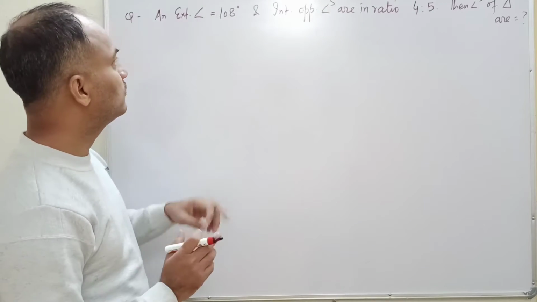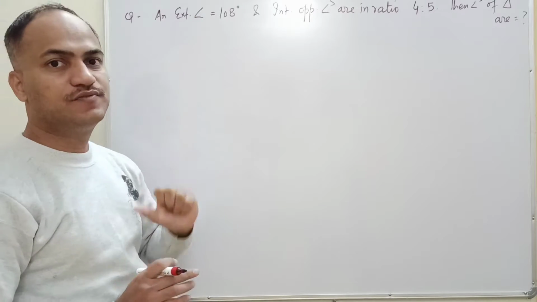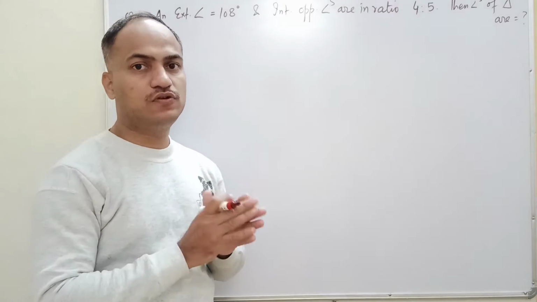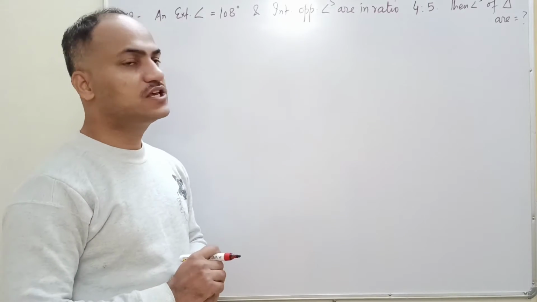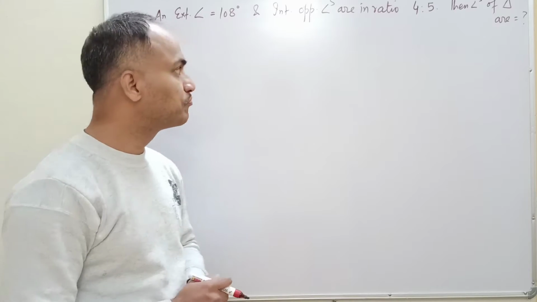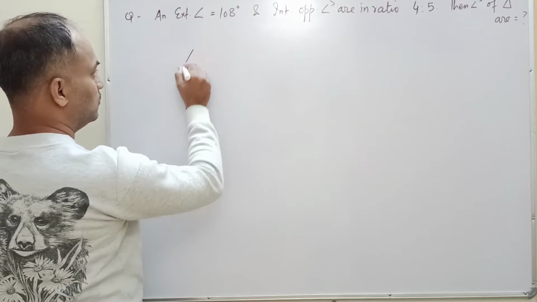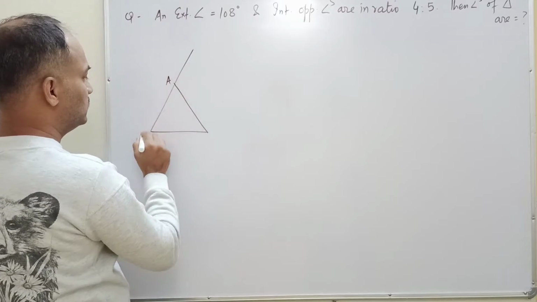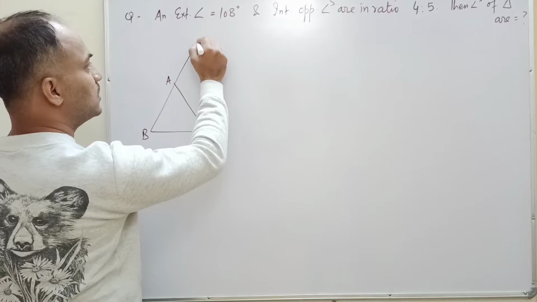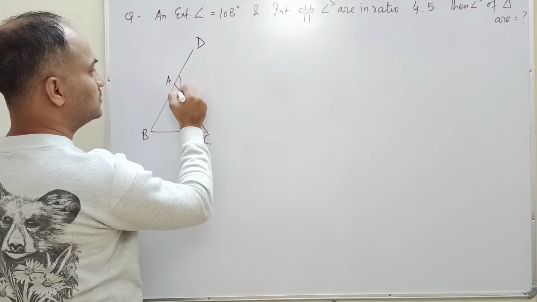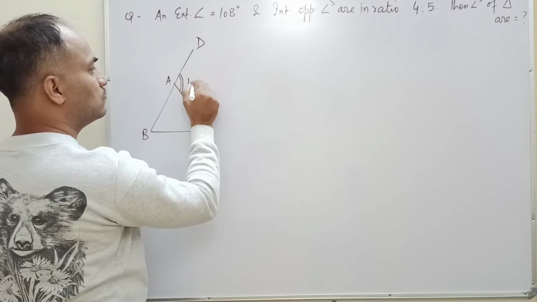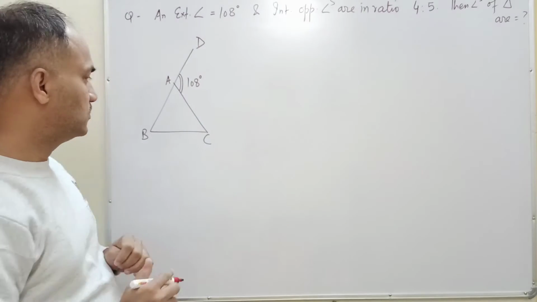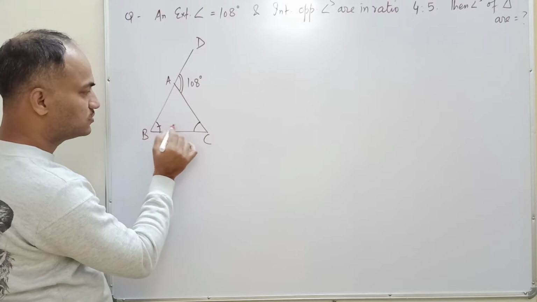This is a different question where we are given an exterior angle of a triangle as 108 degrees, and its two opposite interior angles are in the ratio 4:5, and we have to find all the angles of the triangle. So let us see. Suppose the triangle is like this, ABC, and this is any point D. So this is the exterior angle, given as 108 degrees. And what else? The opposite interior angles. It means these will be the two opposite interior angles.